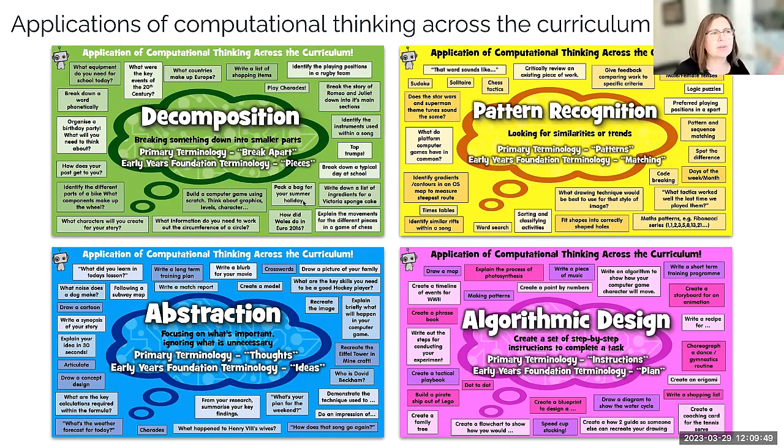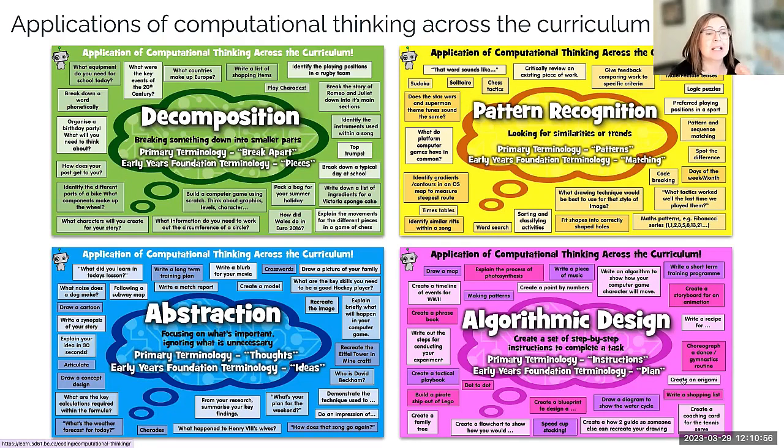So those sorts of breaking things down into parts, the words break apart and pieces. These are the kinds of words you're using when you're talking about decomposition with your students. Pattern recognition, patterns, matching, any of those sorts of phrases, you're looking at pattern recognition. Abstraction is where we're pulling up from it. So your thoughts, your ideas, write a blurb for your movie, recreate the image, create a model. All of those things, you're pulling it up to that world of ideas rather than just breaking stuff apart. We're like, oh yeah, let's pull it up. And the last area is algorithmic design.